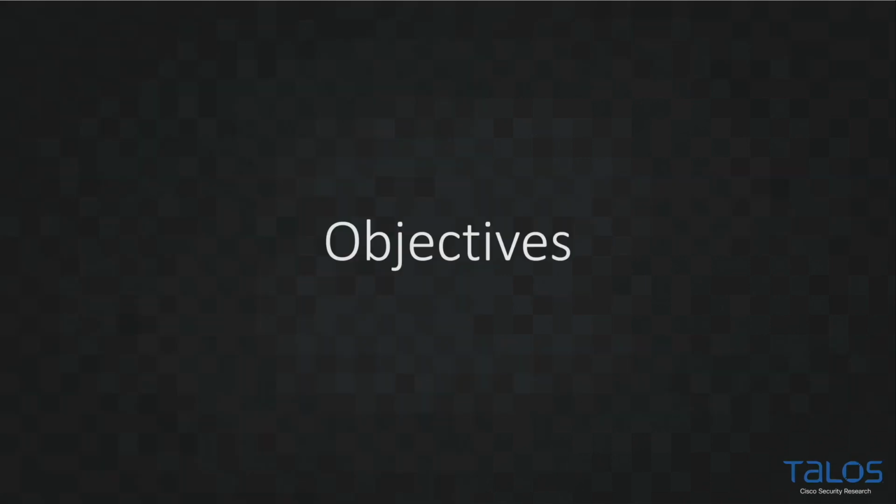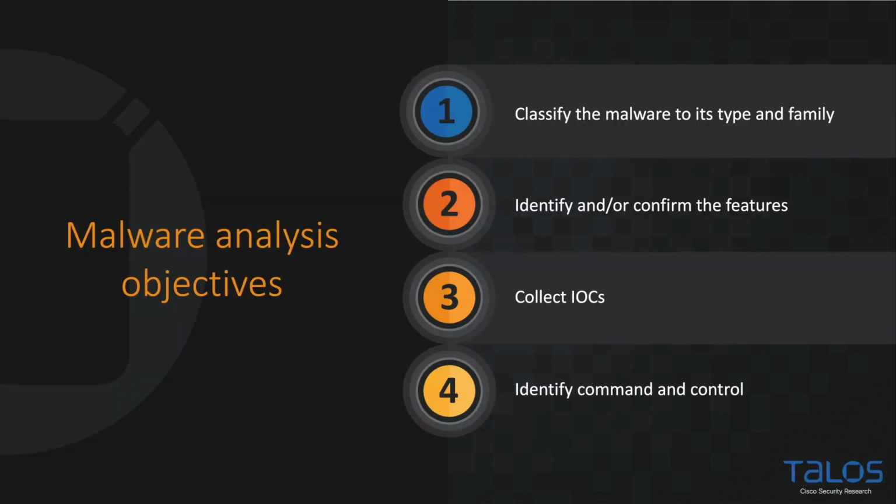So first of all, let's think about the objectives. When we are doing malware analysis, what we want to do is first, we want to classify the malware to its type and family so that you know what it is doing and what's the risk that it presents to us. We want to identify and or confirm the features that it has. We want to collect IOCs, and we want also to identify the command and control routines, being that the beaconing or the command parsing and the data exfiltration, how is it done?